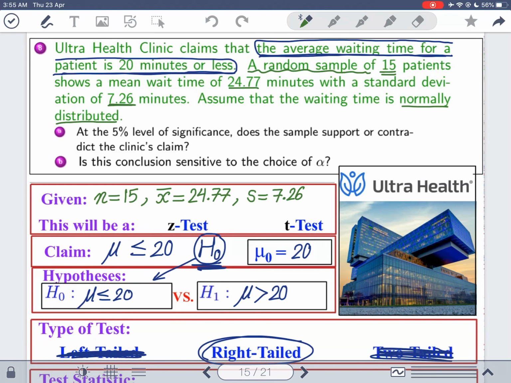Why are they giving us normally distributed? Because the sample size is small. It's less than 30, so you must see a normal distribution somewhere. And because of this, you know that you will be using a t-test. T-test because sigma is unknown and the sample size is small. Of course, you have a normal distribution in this case. So we are using a t-test in this case.